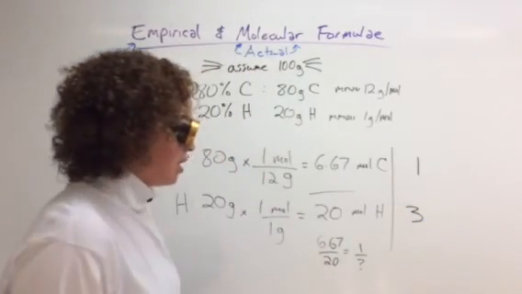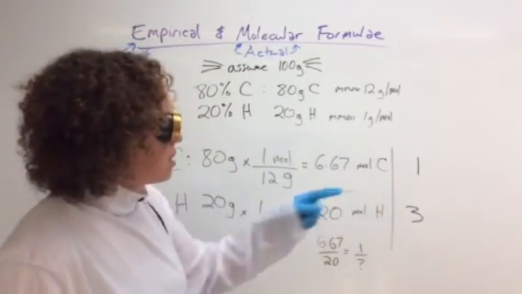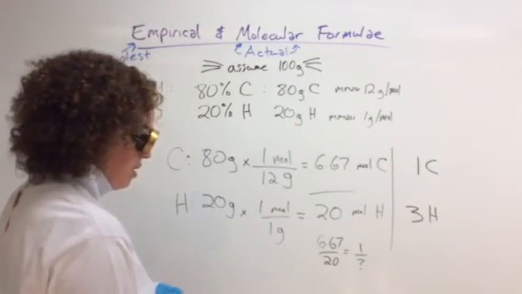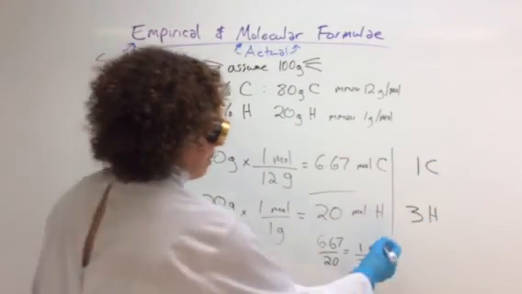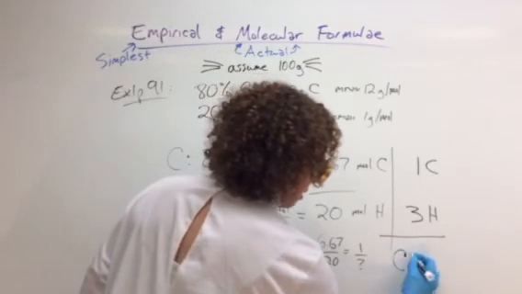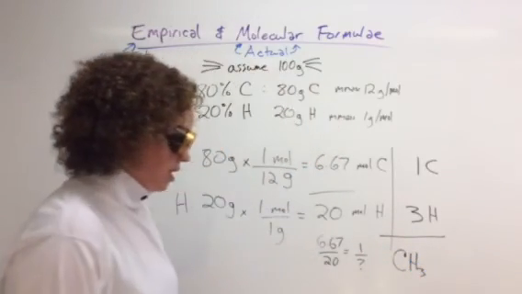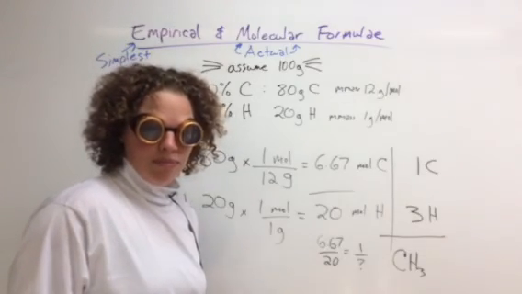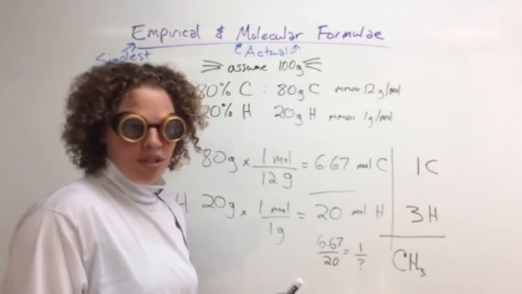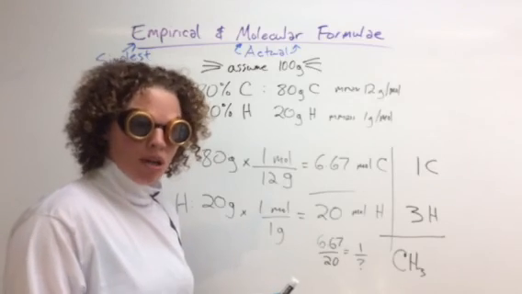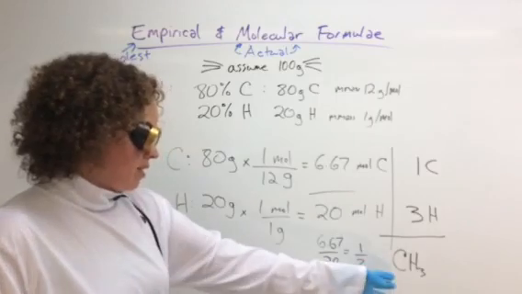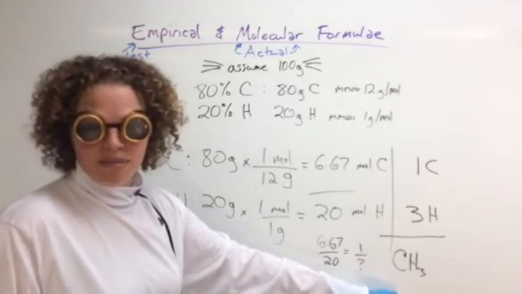It's actually quite nice and tidy. So that means I have 1 carbon for every 3 hydrogens. Therefore, I can conclude that my empirical formula is CH3. Not my molecular formula. That could be different. It could be C2H6. But for every 1 carbon, I have 3 hydrogens. This is the basic ratio. That is the empirical formula.